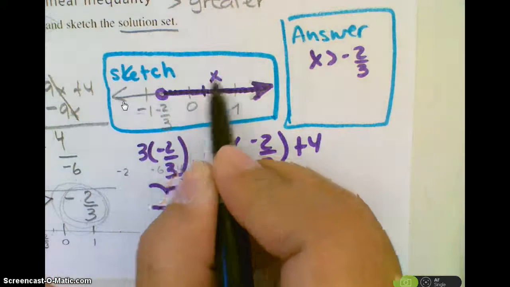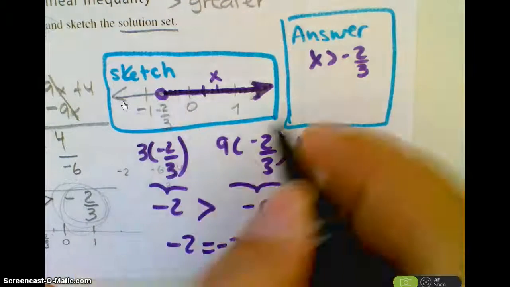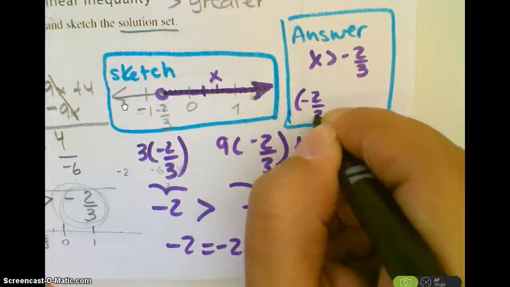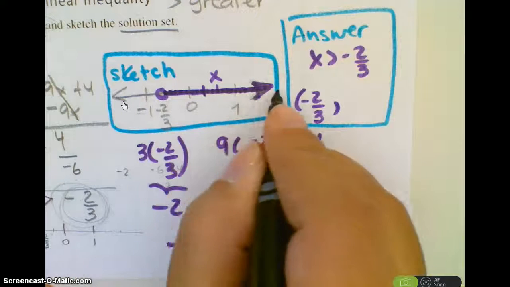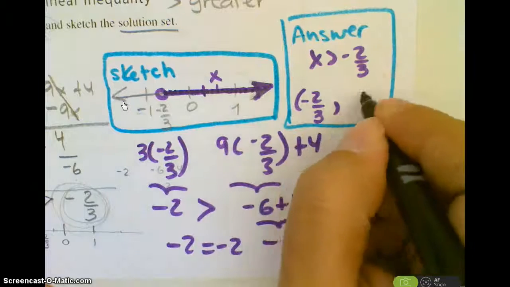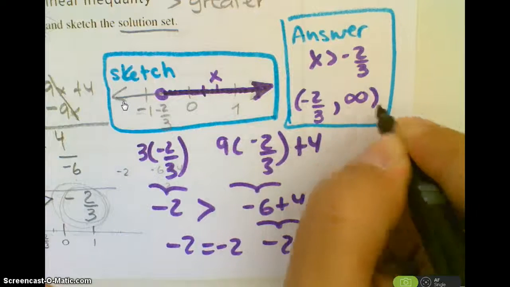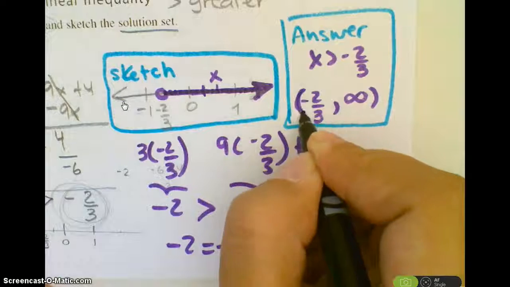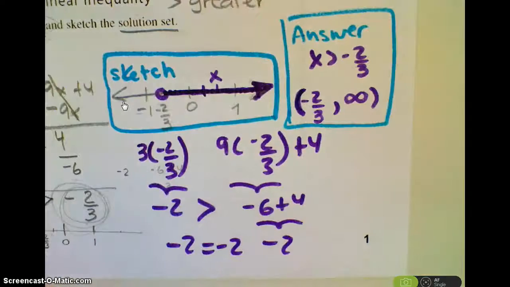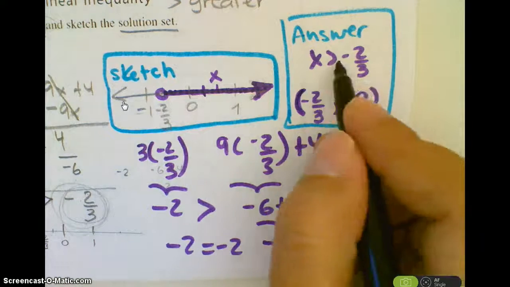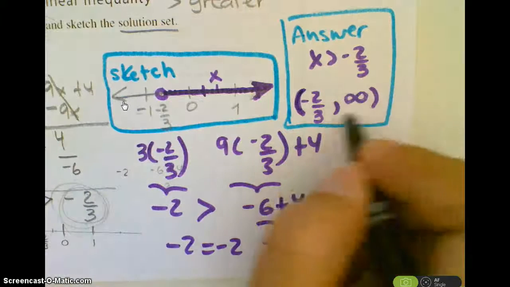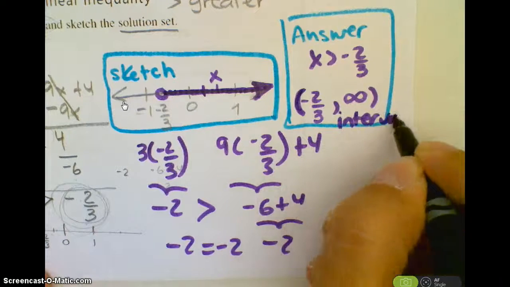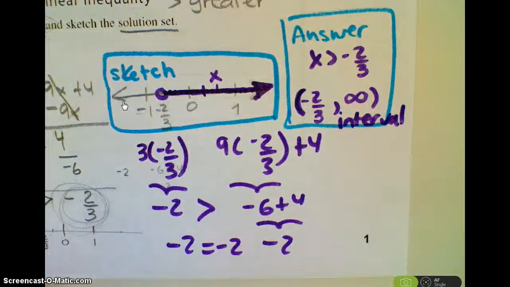x is any number in here from -2/3 to, and I never stop this way, so I can say from -2/3 to infinity. And because this is an open circle, this is a parenthesis, which means open interval. So you can show your answer like this, with inequality or with interval. This is as interval, and this is, obviously, as inequality.